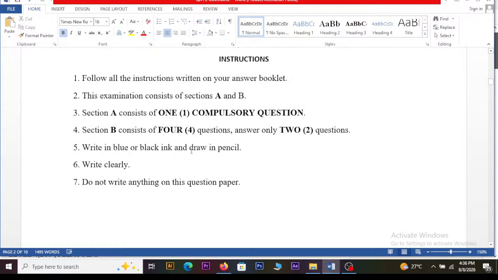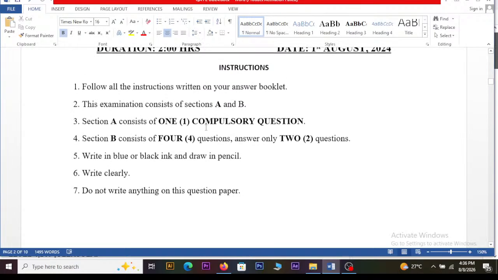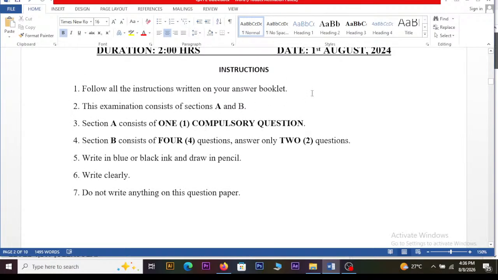Write in blue or black ink and draw in pencil. Andika kwa peni ya rangi ya blue au nyeusi na pia chora kwa kutumia penseli. Write clearly, andika kwa usafi. Don't write anything on this question paper. Usiandike maelezo yoyote katika mtihani huu. Kumbuka maelezo ndio kipimo cha kwanza cha nidhamu na cha kufaulu mtihani. Ukielewa haya maelezo kama nilivyokuwa nimeelezea, basi uko tayari mlangoni pa kupata A somo hili.